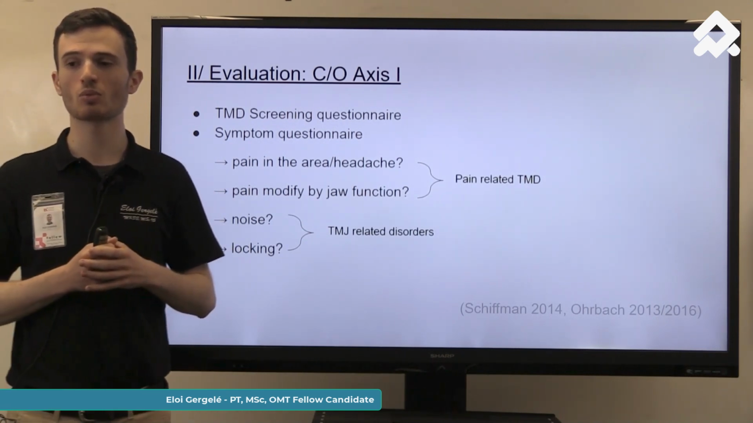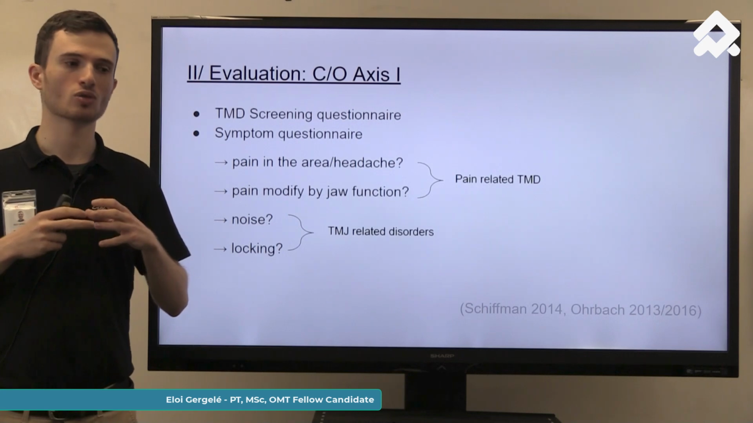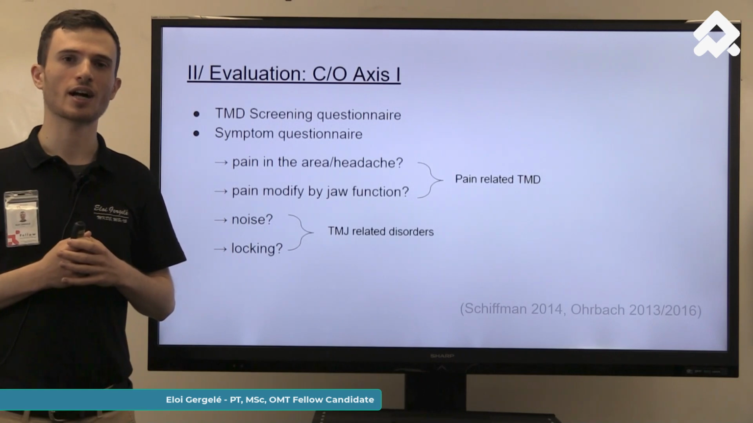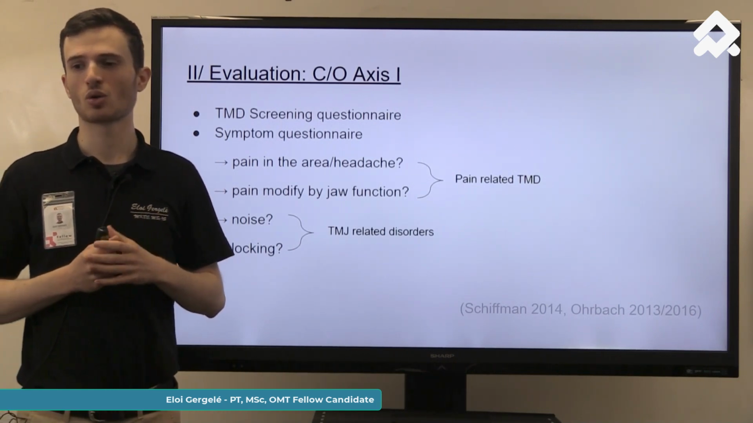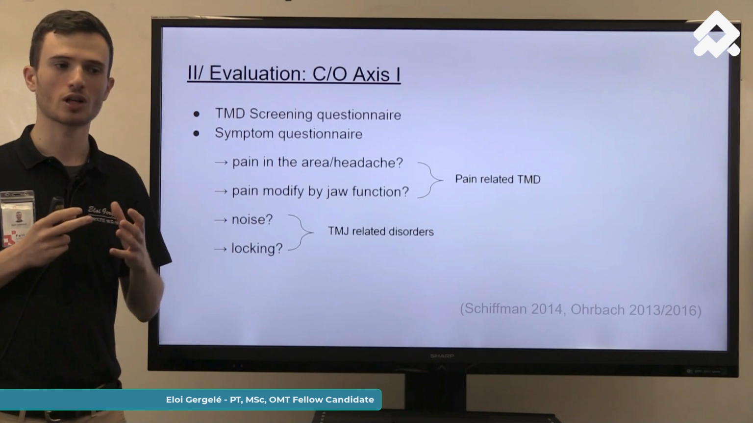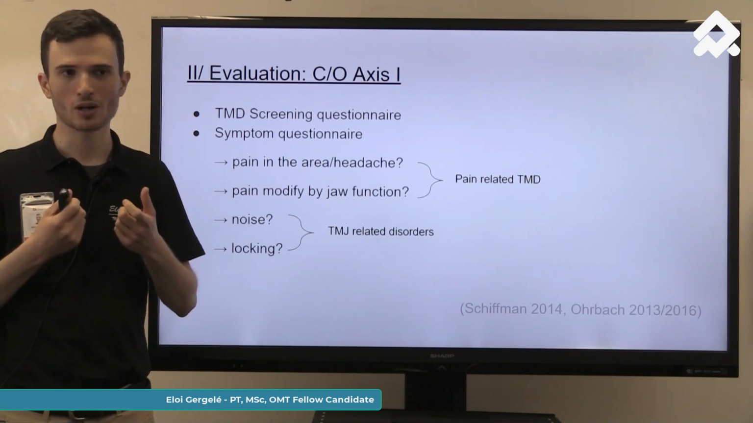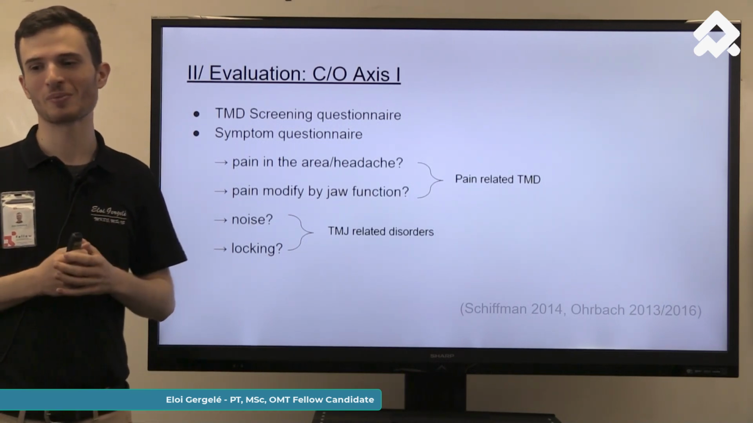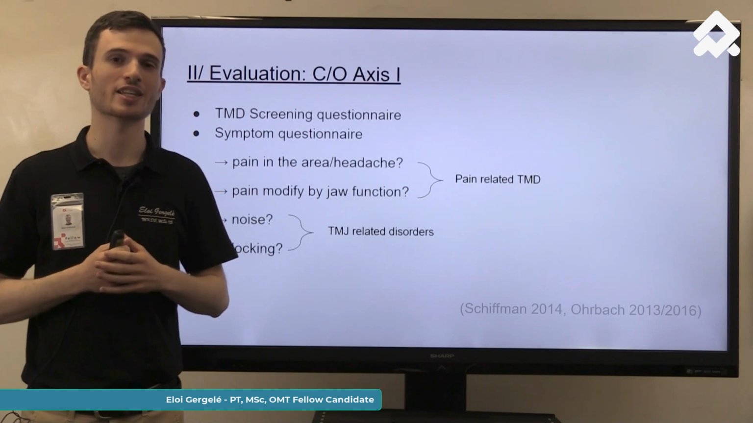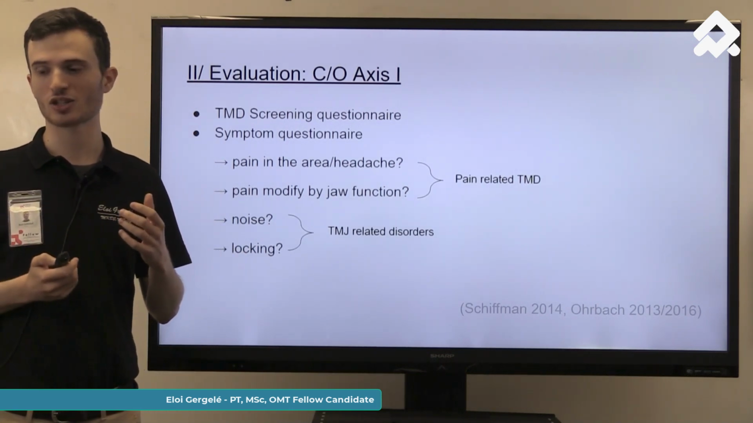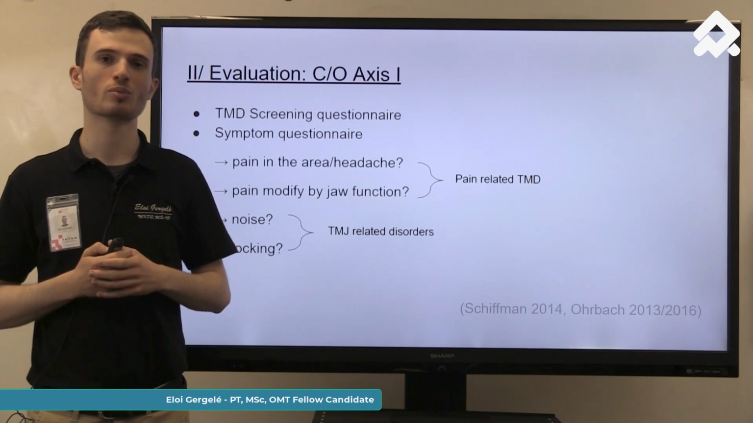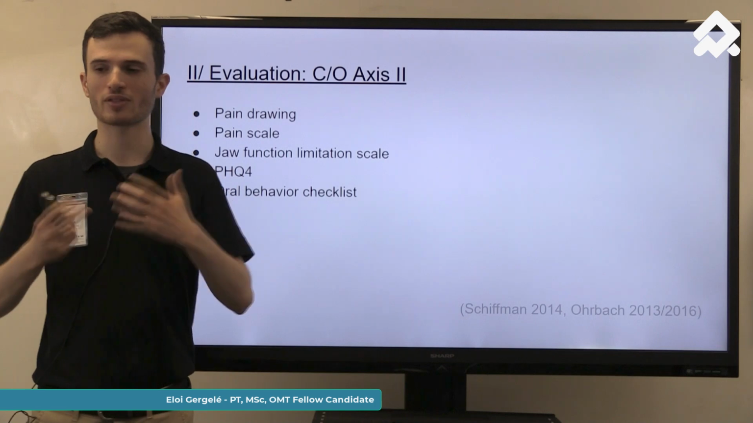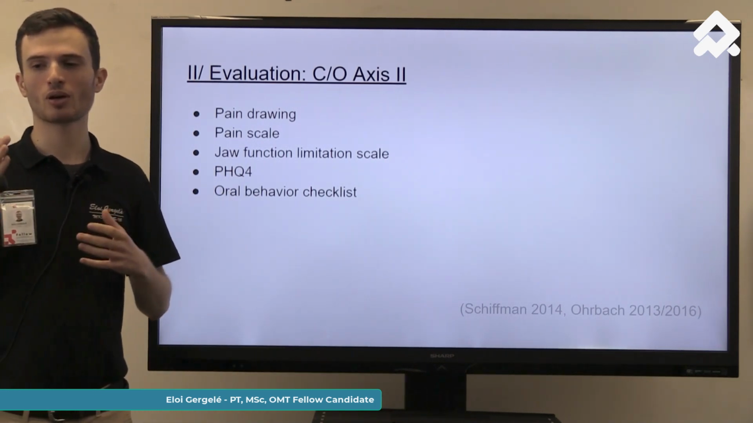So then you have the symptom questionnaire, which is a questionnaire on the patient's symptoms, and 4 main questions are asked in this questionnaire. So where is the pain? Does the jaw movement modify the symptoms? Is there any noise, and is there any locking history? And it's going to help us to make the good diagnosis. Then we have axis 2, and we have several questionnaires and paper work for the patient.